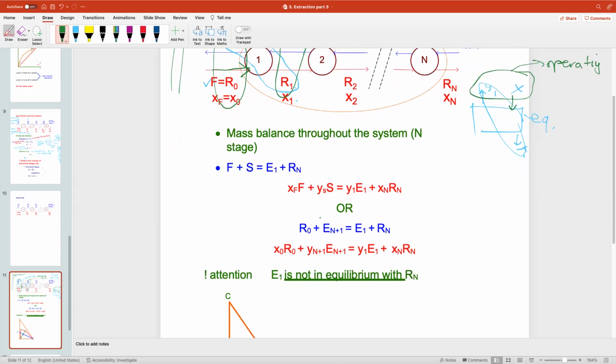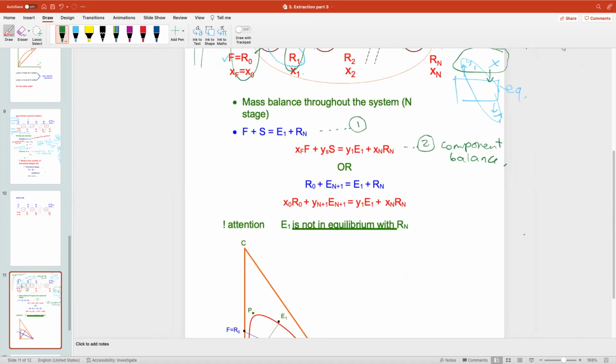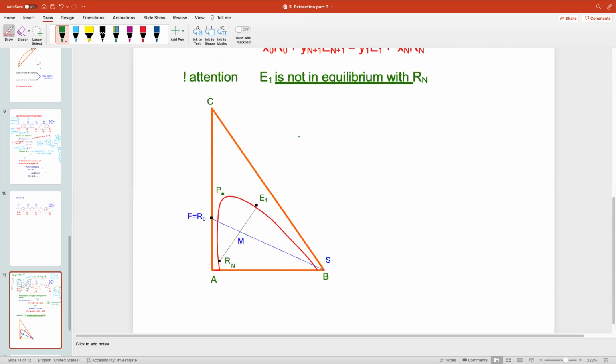So there are two mass balances. This is the first one for the mass balance, and the second one here is the component balance. What component? The C component. So we can draw this in a triangle diagram.